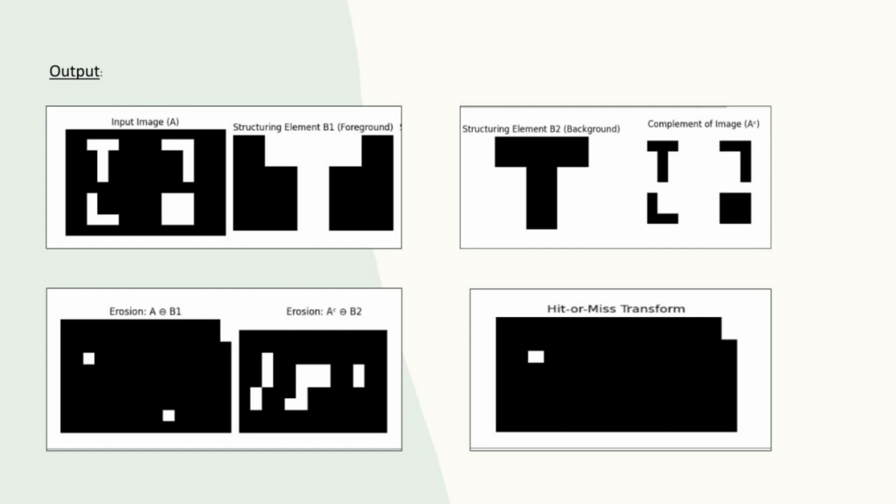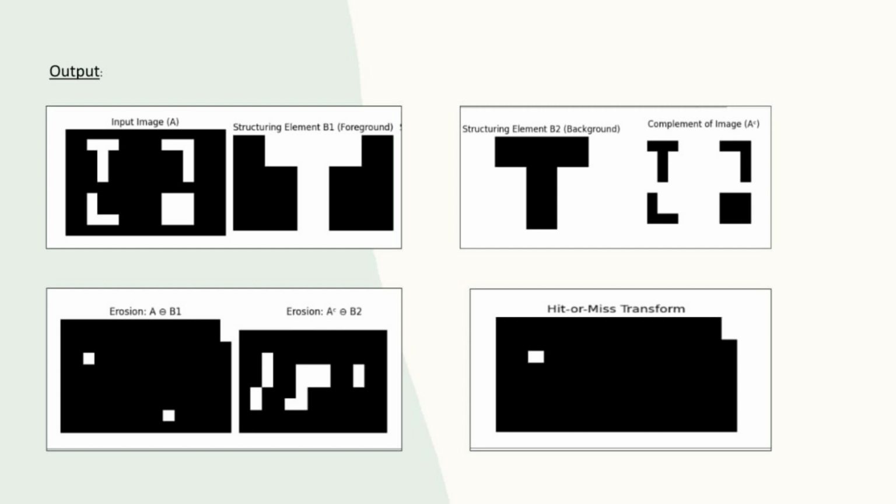Here you can see the complete output of the hit or miss transform. On the top left, we have the input binary image along with the structuring element B1, which represents the foreground pattern we want to detect. On the top right, we have structuring element B2, which represents the background pattern. Next to it is the complement of the original image, denoted as AC. This complement helps us verify the background match during the transform.